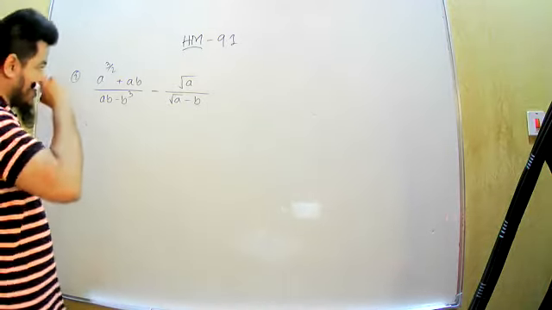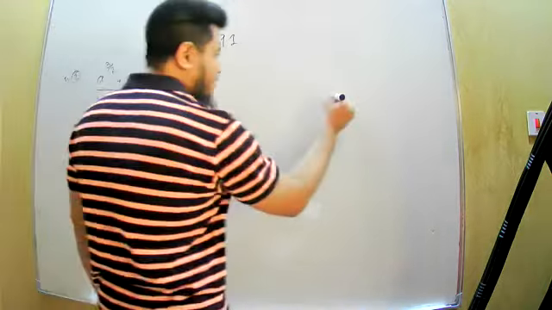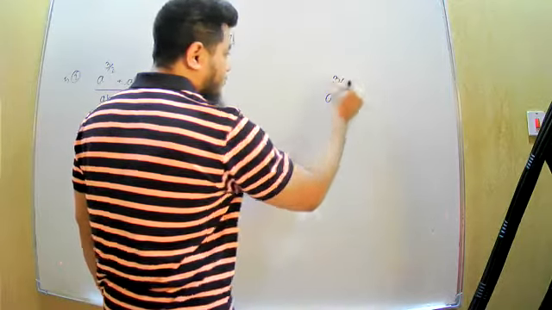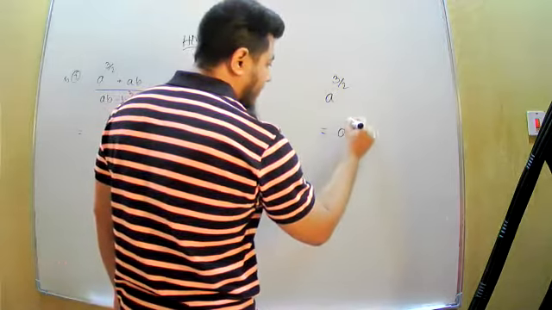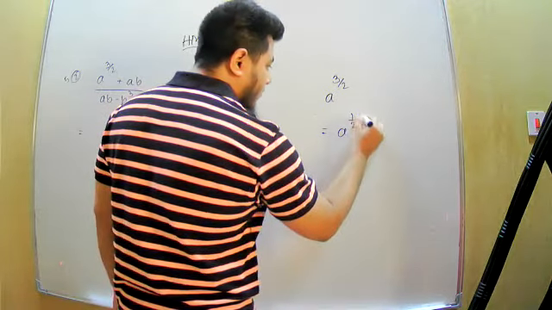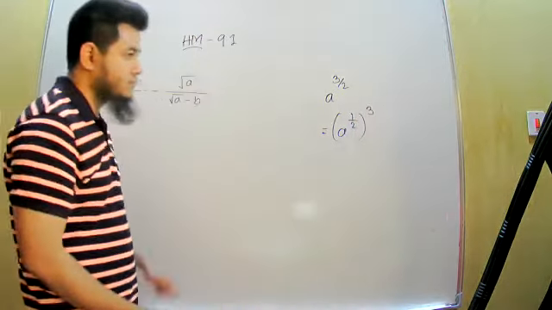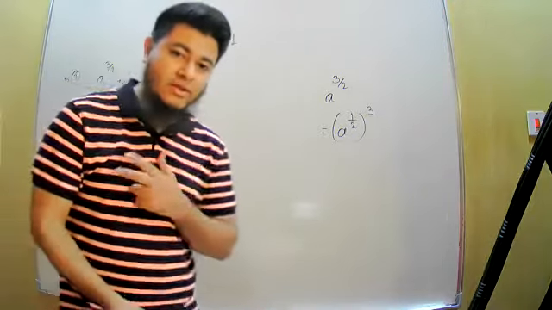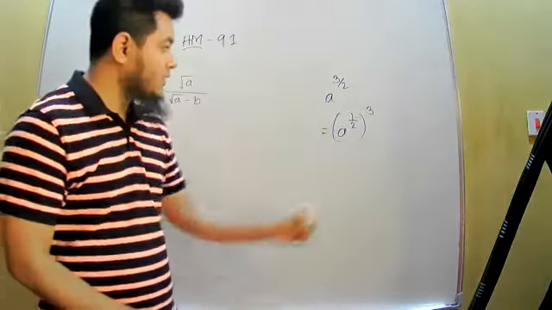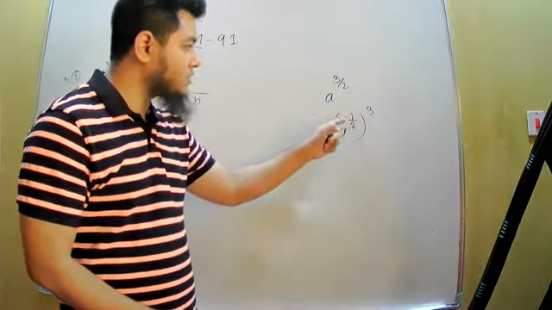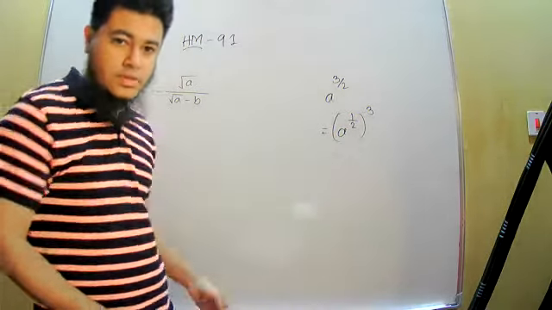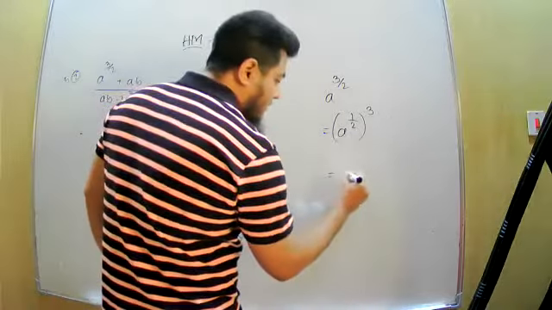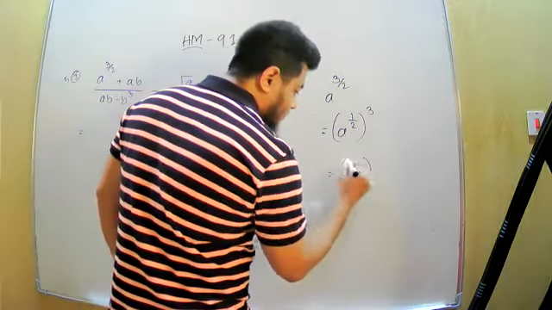Now, let me tell you something about A to the power 3 by 2. This one, if I want, can I write it in this way? 1 by 2 whole to the power 3. Can I write it? Do you agree? 3 will be multiplied with 1, so it will become 3 by 2. So this can further be broken down in this way. Now, A to the power half. When the power is half, what does that mean? Square root, right?